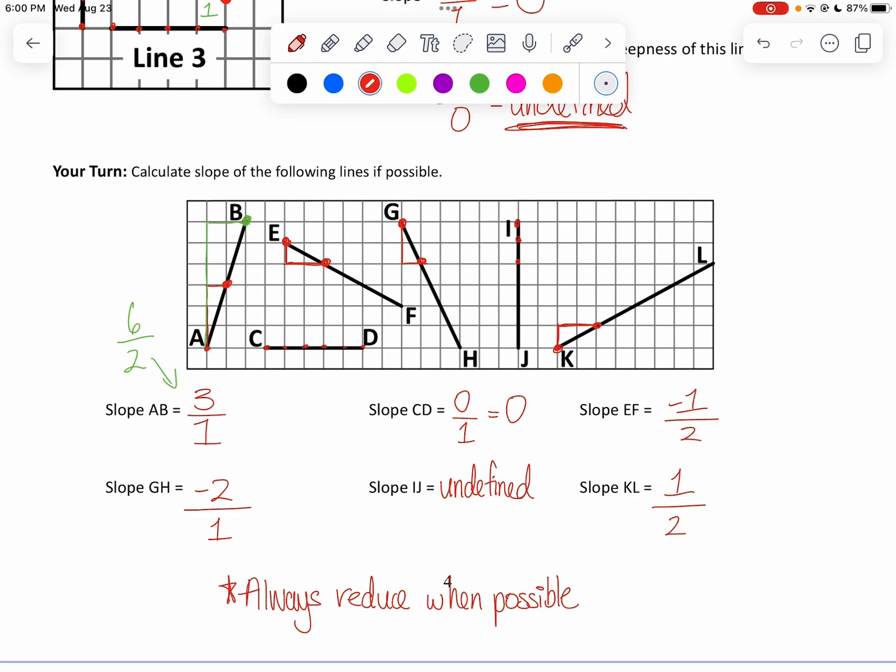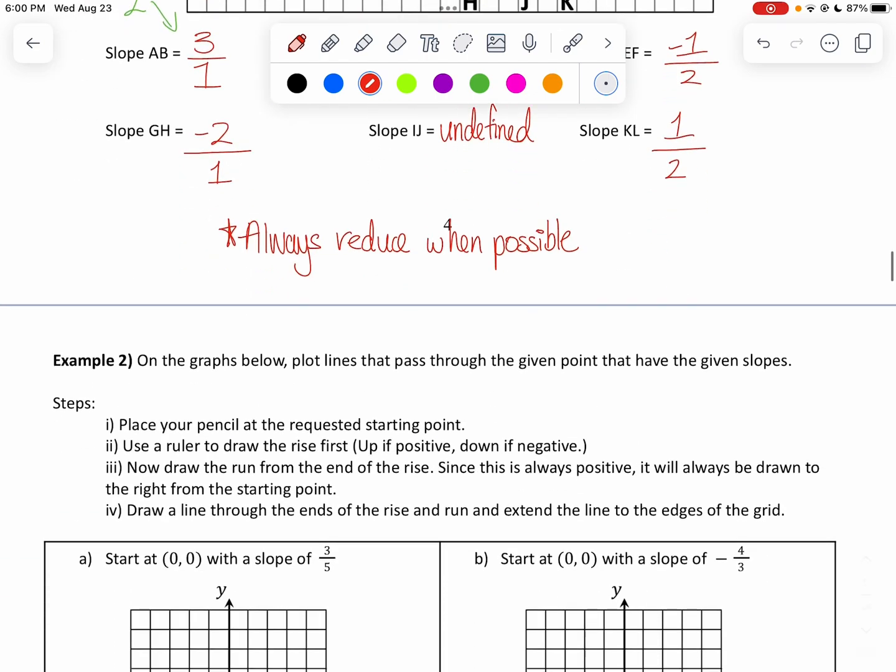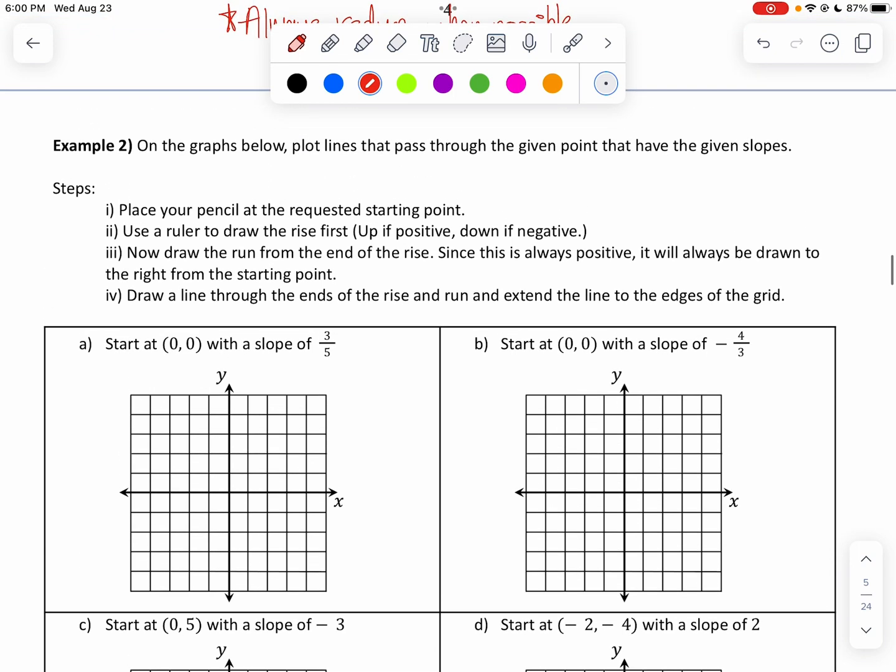Okay, we're going to do a couple more to practice. So, example 2 says on the graphs below, plot lines that pass through the given point that have the given slopes. So, let's walk through these steps. For number 1, it says place your pencil at the requested starting point. So in this case, we're being requested to start at the origin of 0, 0. I'm going to start there.